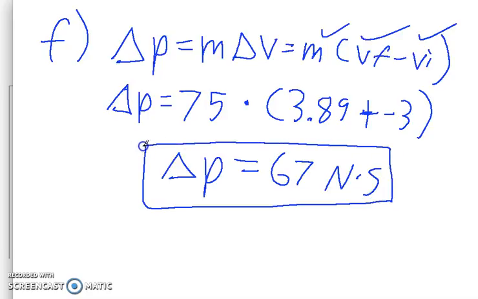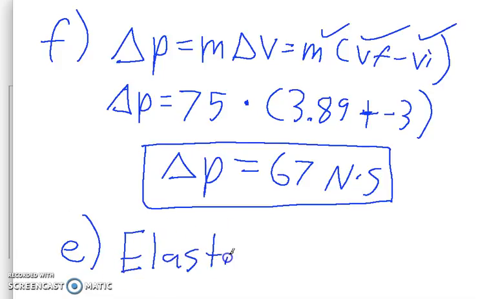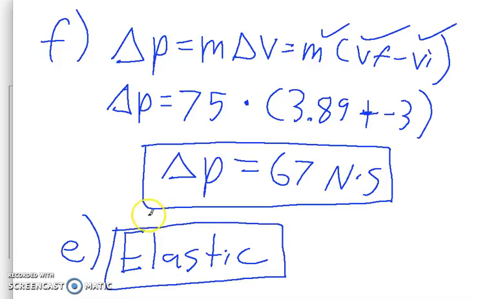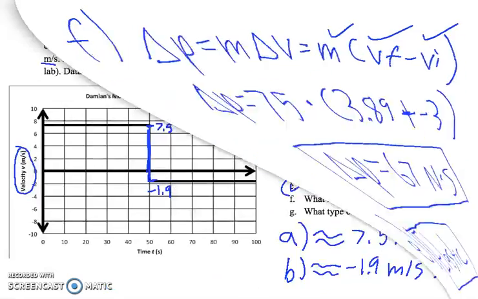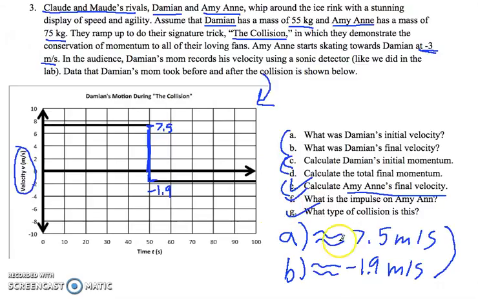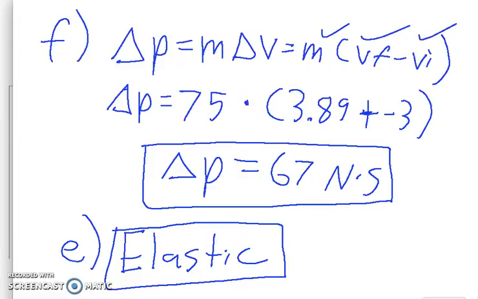67 newton seconds. And the last part, what type of collision? This would be an elastic collision. Sorry, I kind of went through that a little fast. It's going to be an elastic collision, and the reason it's elastic is because they're bouncing off of each other. Okay, that's about it for this problem.